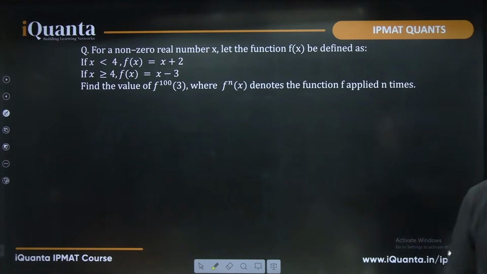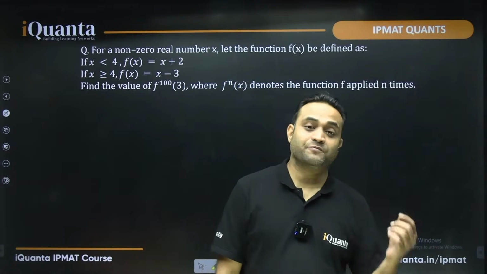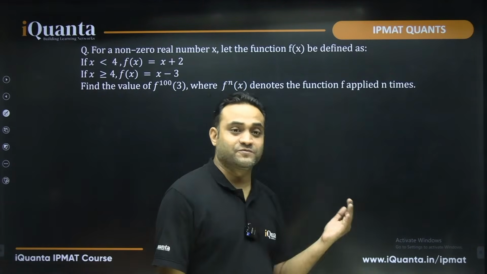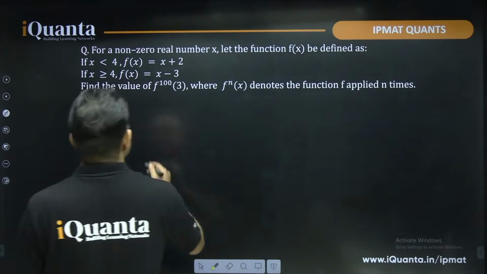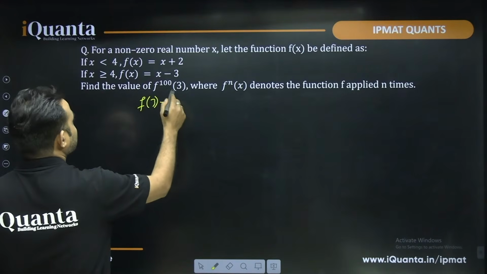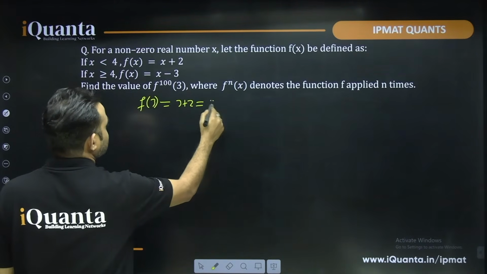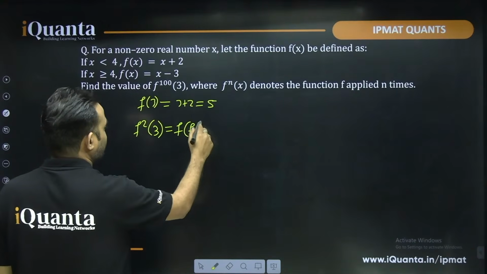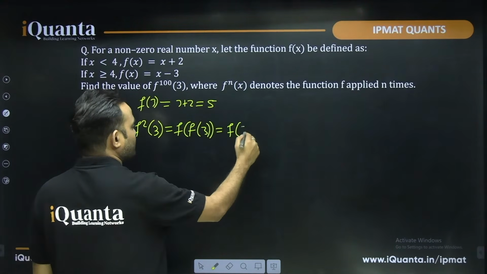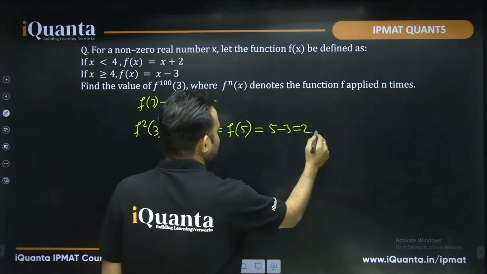Guys, these type of questions are very popular and very easy. What you need to do is just check the pattern. Try to find f1(3), then f2(3), then f3(3) and so on. You will find a pattern. What is f(3)? When x is less than 4, this will be 3 plus 2, which is equal to 5. What will be f2(3)? That will be f of f(3), which is f of 5. When x is greater than or equal to 4, this will be 5 minus 3, that is equal to 2.